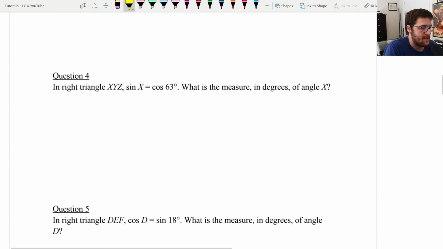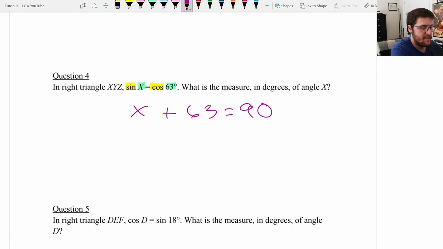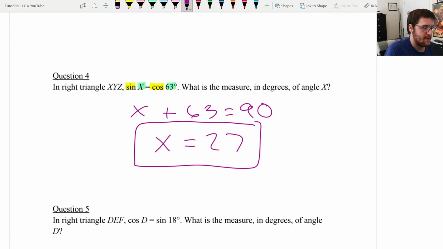Okay, I have sine equal to cosine. So this is property number 1. We're going to take what's inside and add them up to 90 degrees. They are complementary. So x plus 63 equals 90. I'm going to subtract 63 from both sides, and I get 27. So 27 degrees, but x would be 27.